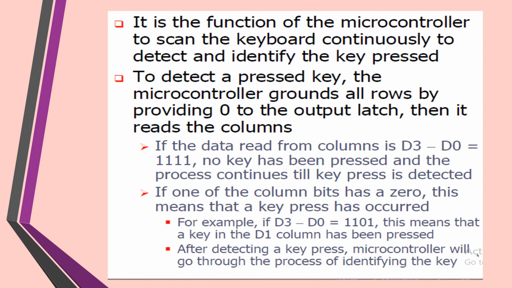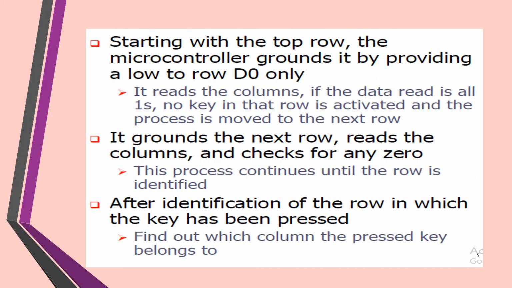For example, suppose the D3 to D0 combination is 1, 1, 0, 1. This means D1 has been made 0, which means that a key in the D1 column has been pressed. After detecting a key press, the microcontroller will go through the process of identifying the key.